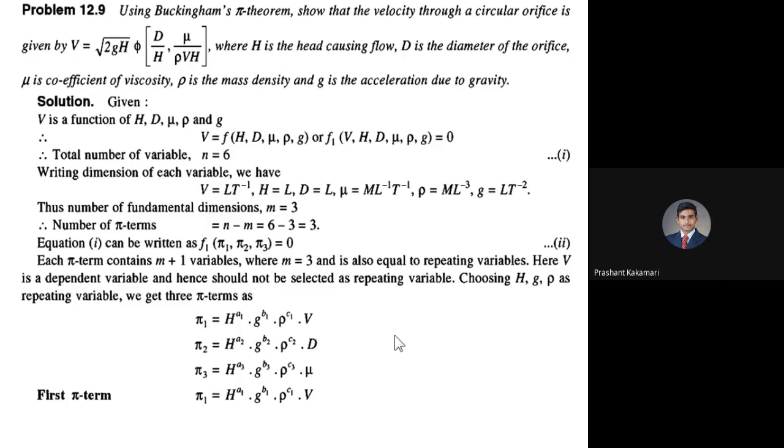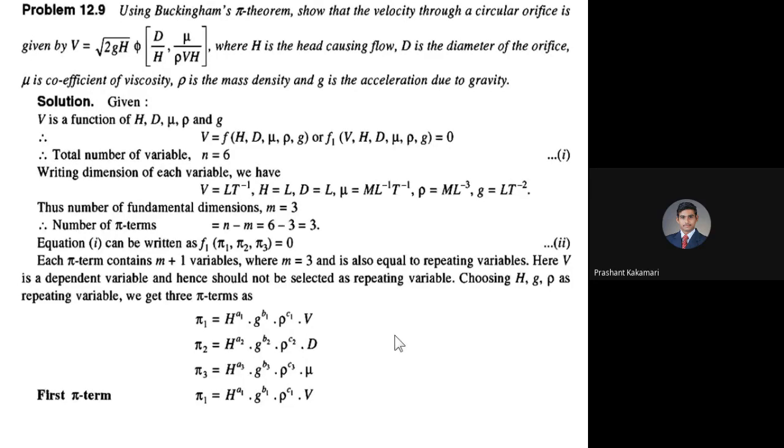Then diameter is represented in meters, so again it is L. Mu is the viscosity of the fluid. What is the viscosity unit? You can recall here, and you can write ML raised to minus 1, T raised to minus 1. Density of the fluid, everyone knows the unit, so I can write ML raised to minus 3. Then gravitational acceleration, LT raised to minus 2.